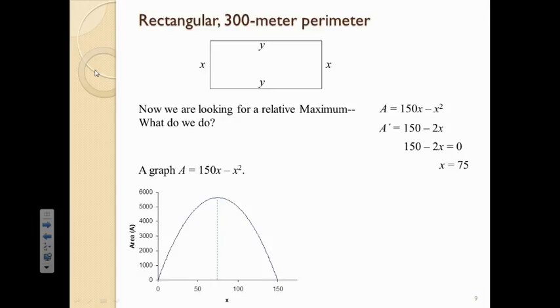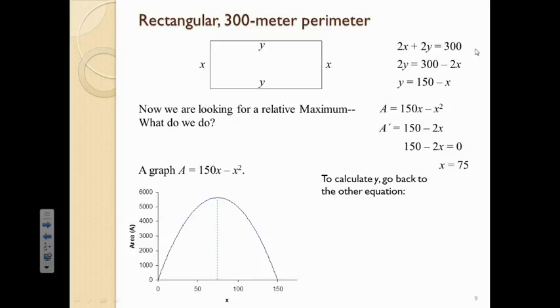150 divided by 2 is 75. So now we know the one dimension here, this x, is 75. Well, now we can calculate what the y is by going back to the other equation that we already created. Here I have all three of them that we did, the one that we started with, and the in-between steps till we got to y is equal to 150 minus x. You can use any of these three, but of course the easiest one would be the last one.